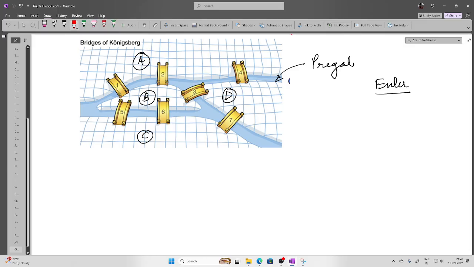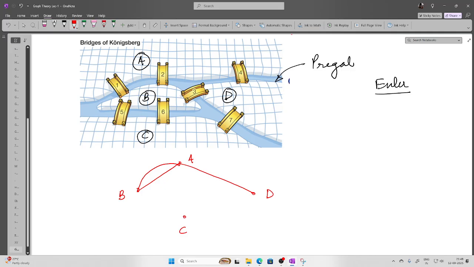What he did, he considered these land masses as nodes. So let's say this is B, this is landmass A, this is landmass C, and this is landmass D. Then he connected these land masses based on how many bridges are connecting them. For example, A and B, there are two bridges. So he connected them twice. Then A and D, there is only one bridge, that is number 4. So this is the one.